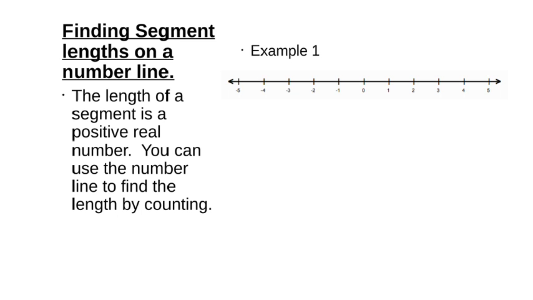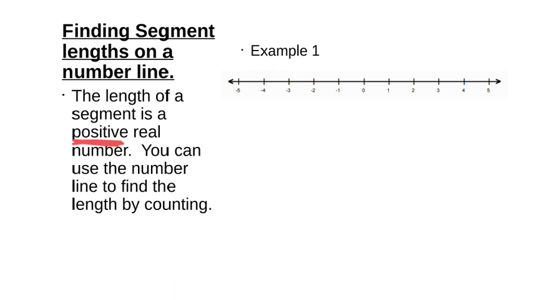This is the segment lengths video. When finding segment lengths on a number line, the length of a segment is a positive real number. You can use the number line to find the length by counting. So it is a positive real number. When you're talking about length, you have to be talking about positive values.